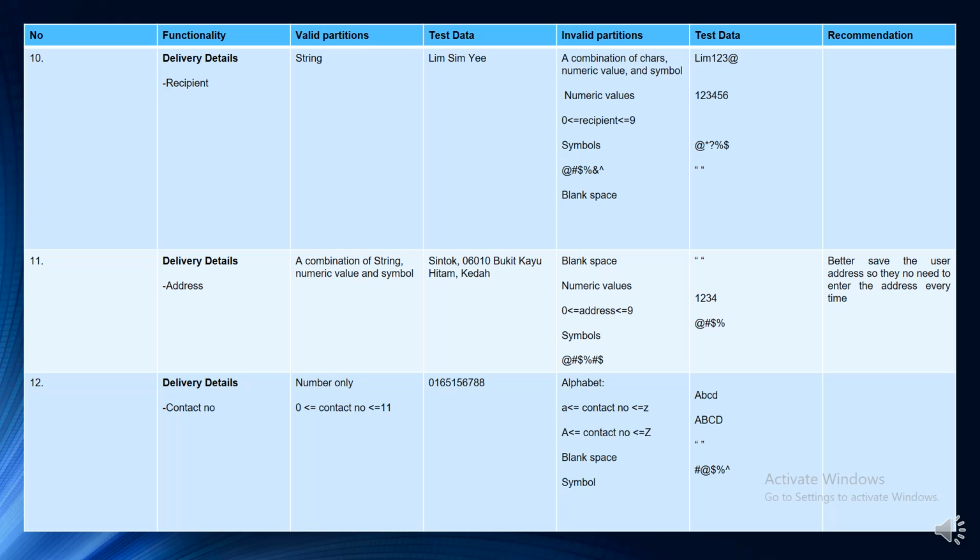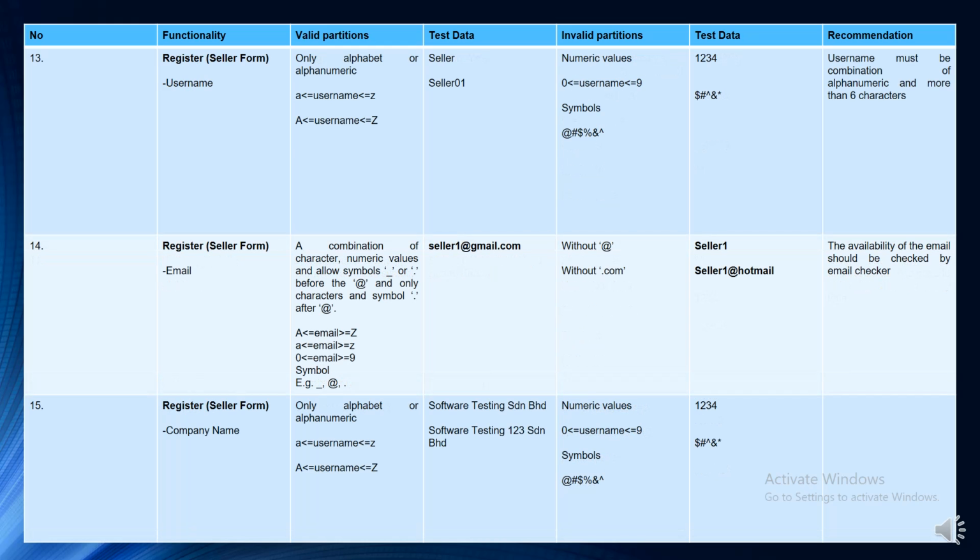Next is the contact number. It must be in number only. And the registered username is only alphabet or alphanumeric. And the email is also the same as before. The user must enter a valid email, and the company name is only alphabet or alphanumeric for the valid partition.